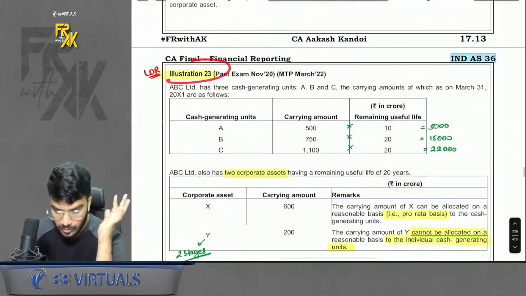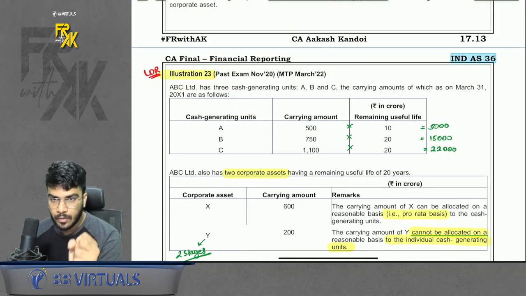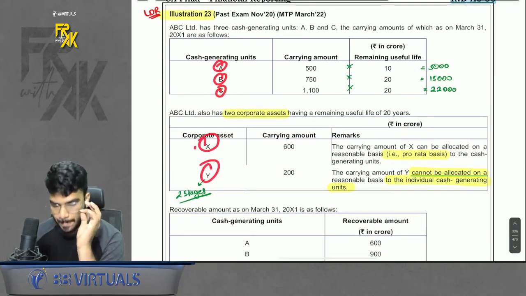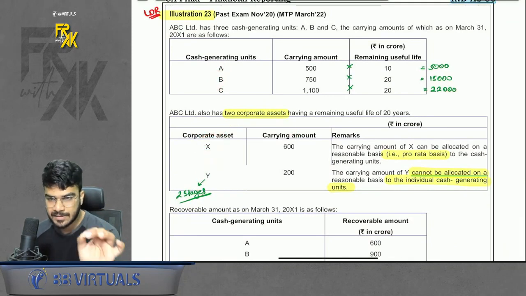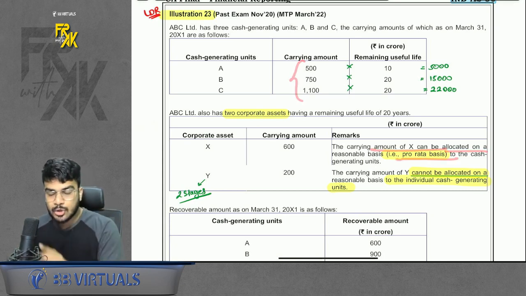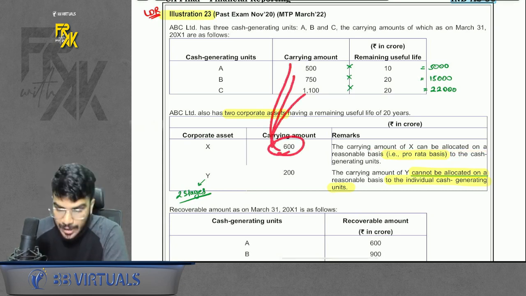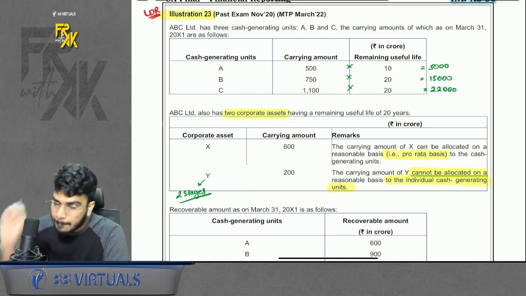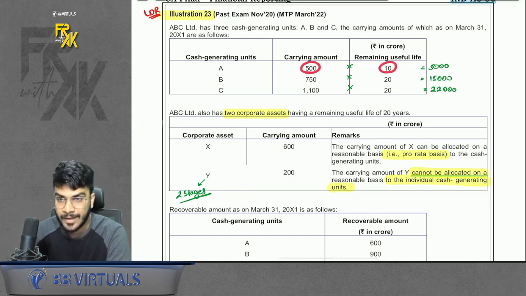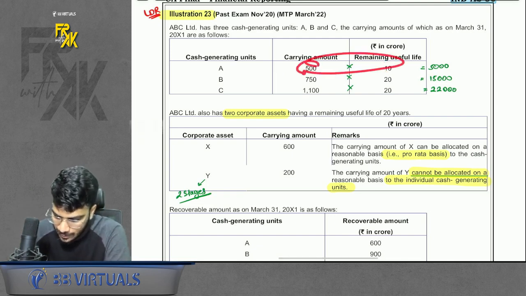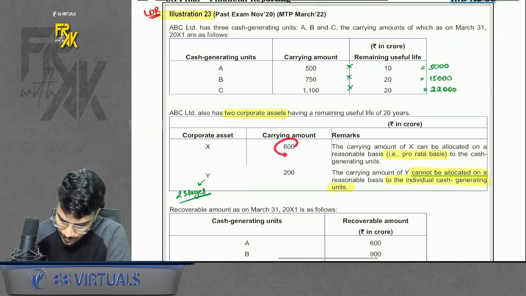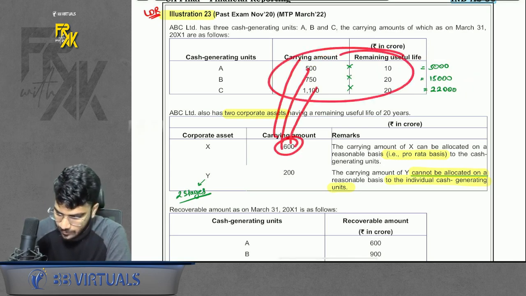Then you also have illustration number 23. Again, a good question. What does this question talk about? You have 3 CGUs, A, B, C. You also have 2 corporate assets. The first corporate asset, X, has a carrying amount of 600, and it can be reasonably allocated to all the CGUs on a pro rata basis. Normally I would allocate it in the ratio of carrying amount, but in this question we have allocated in the weighted average ratio of carrying amount and useful life. That is, multiply the carrying amount and useful life and then allocate in this ratio. Why did we do this? Because ICI has done this. Simple. So we allocated X among all three in this weighted average ratio.